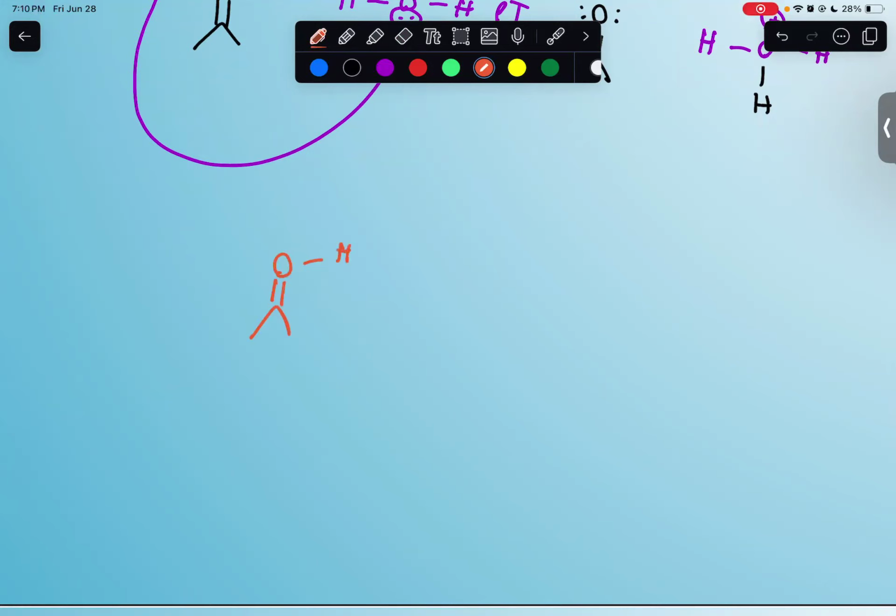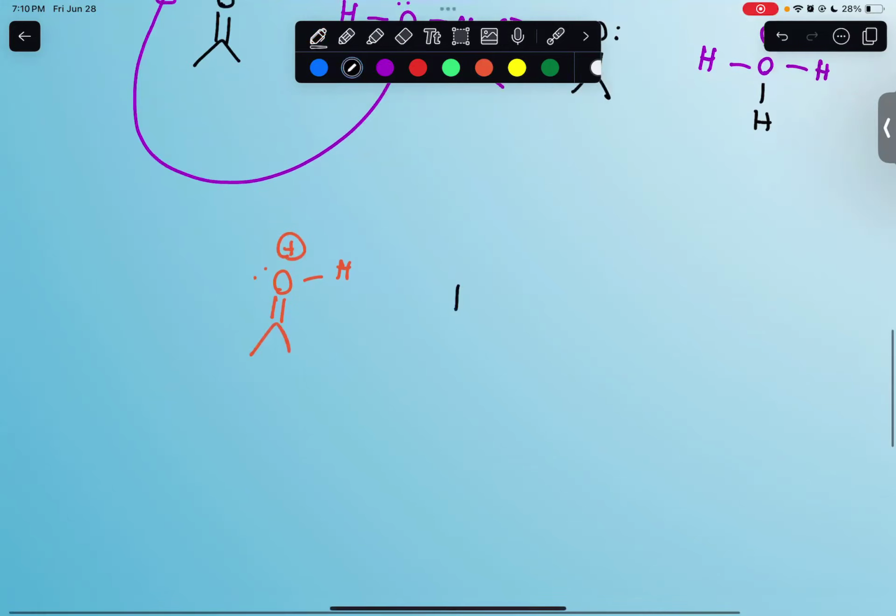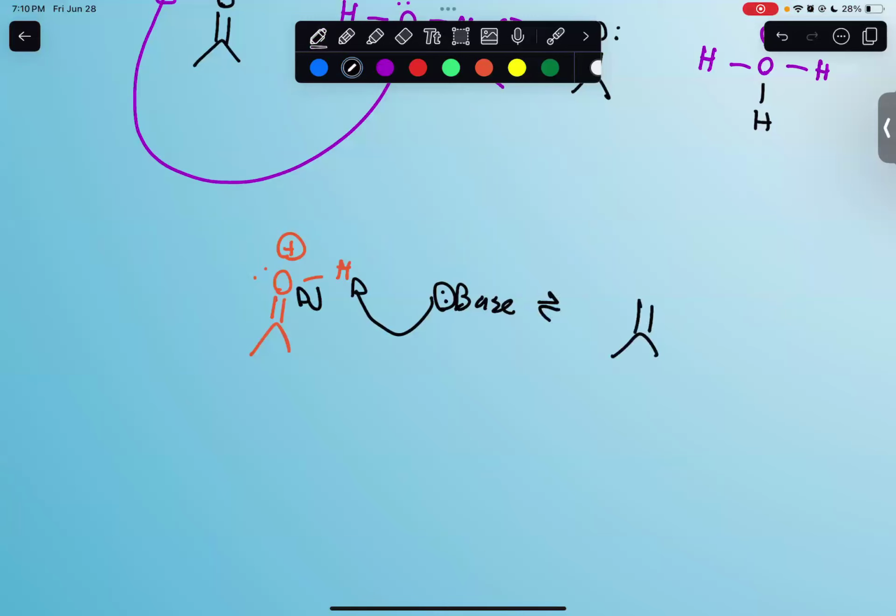Where you'll have something like this, whatever product. And then instead of using water, you can just write base. It pops off into here. You end up with this. Oops, wrong color.